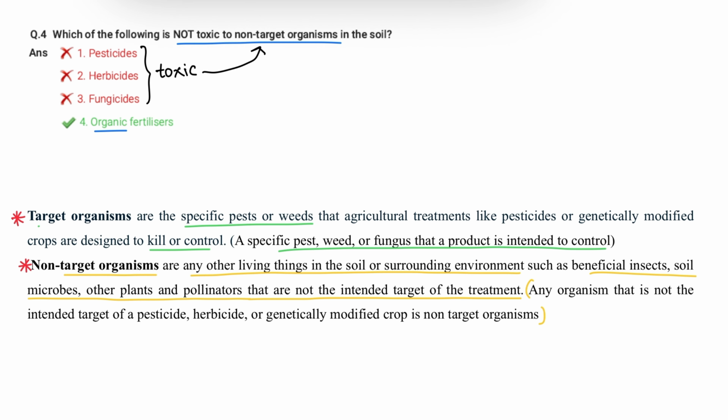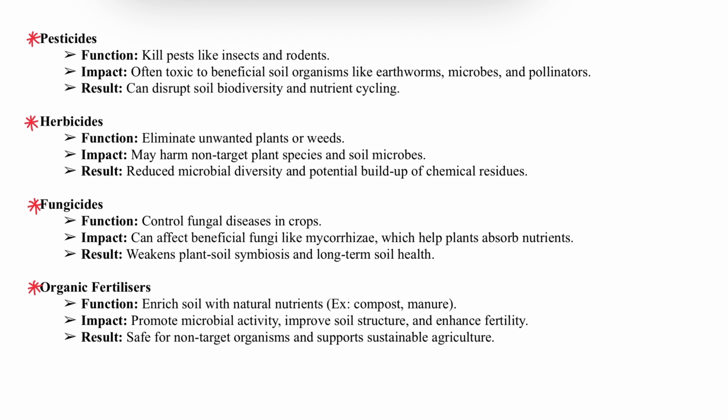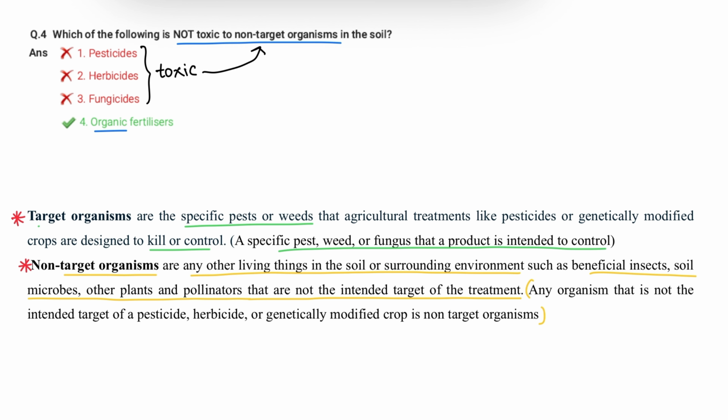Correct answer option 4. See here, organic fertilizers enrich the soil with nutrients, promote microbial activity, improve soil structure, and enhance fertility. So these are safe for non-target organisms and support sustainable agriculture. The pesticides kill insects and rodents, herbicides eliminate unwanted plants or weeds, fungicides control fungal diseases in crops. So these pesticides, herbicides, fungicides are toxic to non-target organisms.